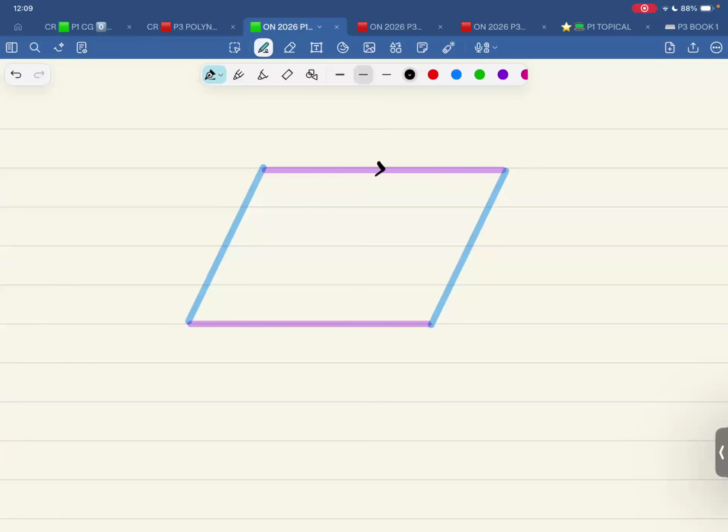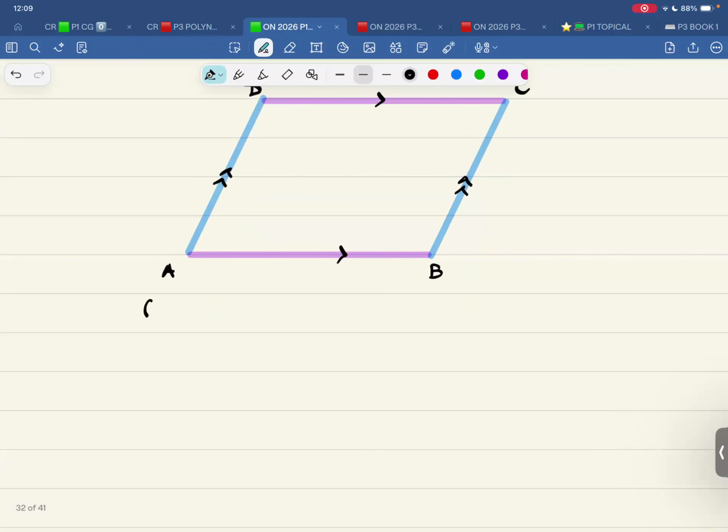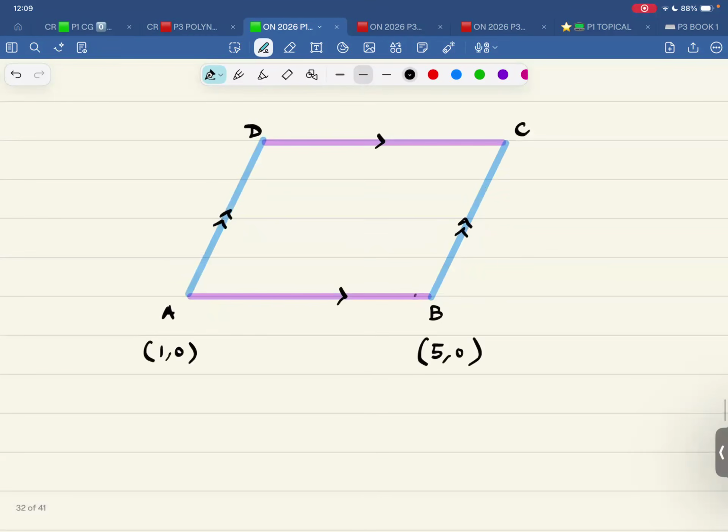So over here, these two lines are parallel as well as equal in length. These two lines are parallel as well as equal in length. Let me label this thing as A, B, C, and D. Let me write down the coordinates of A as 1, 0. This is 5, 0. And this is 2 right, 4 up, so that would be 7 and 4. And this would be 2 right, so 3 and 4. So let me just use an eraser.